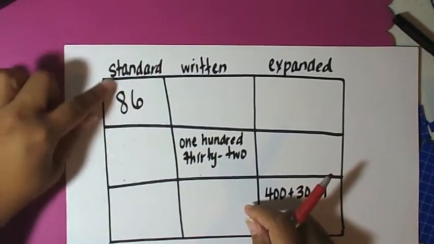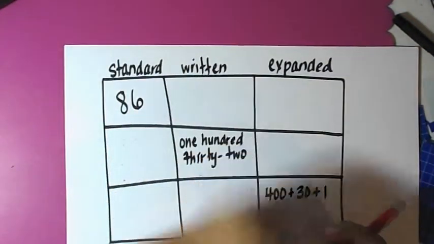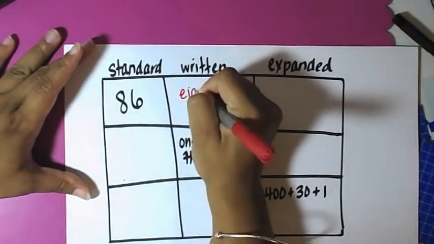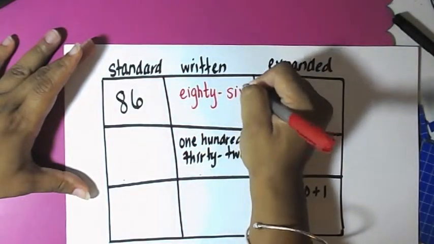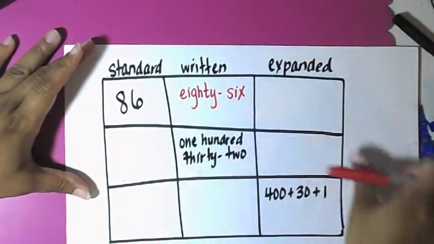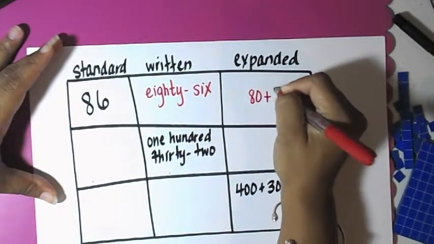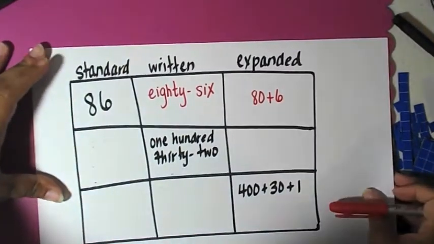So in standard form you have the 86. So we have to put it in the written form and the expanded form. So how do we do 86? We're going to do 80 dash 6. That's the written form. How do we do it in expanded form? We know it's 80 plus 6. Okay? So you're going to see that.